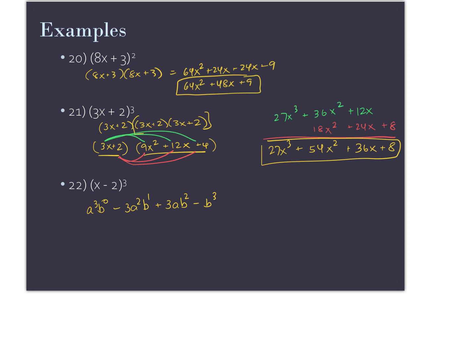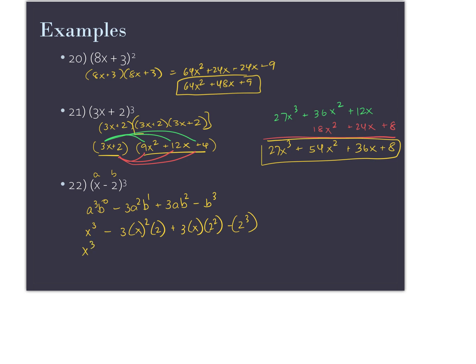And so now that I know that pattern, I'm going to fill it in. Notice that a is x and b is 2. So I'm going to get x cubed minus 3 times x squared times b, which is 2, plus 3 times x times 2 squared, that's b squared, and then minus 2 cubed.